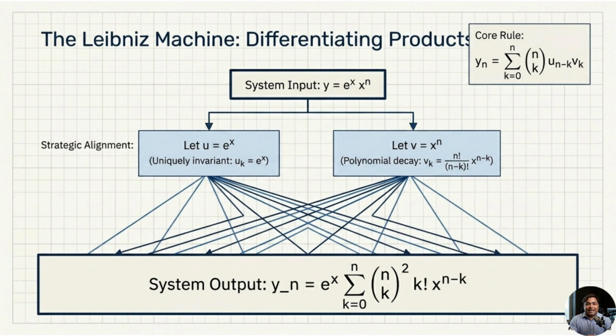In simple words, the exponential part stays stable, while the polynomial part gradually loses its power. The Leibniz rule organizes all the possible derivative combinations. This is why the slide calls it a machine. It takes a product as input, applies a systematic differentiation rule, and produces a structured output.